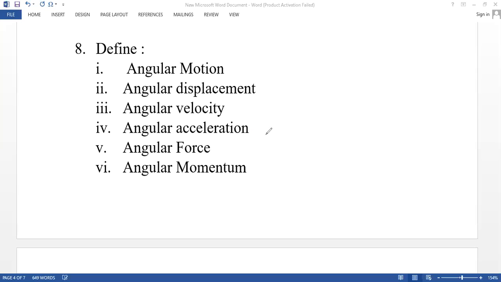In calculus form, how can you write that? It is d omega by dt, that is omega minus omega naught by t. It is also discussed in your previous chapter, that's why I discussed it briefly here.